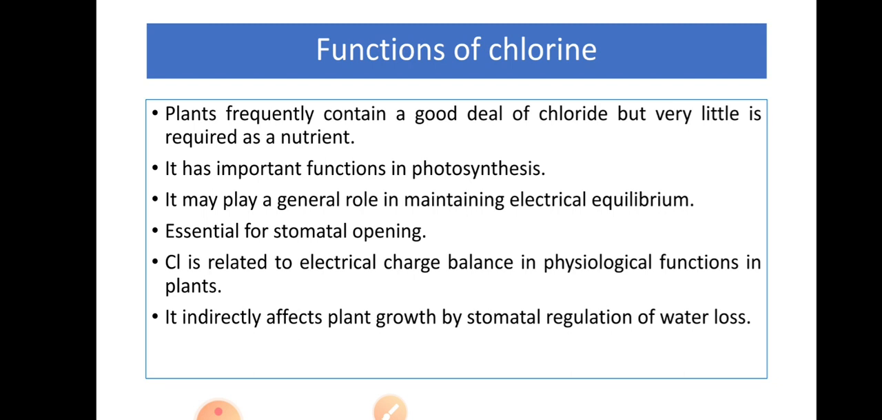Next is function of chlorine. Plant frequently contain a good deal of chlorine, but very little is required as a nutrient. It has important function in photosynthesis. It may play a general role in maintaining electrical equilibrium. Chlorine essential for stomatal opening. Chlorine is related to electrical charge balance in physiological function in plant. Chlorine indirectly affect the plant growth by stomatal regulation of water loss.